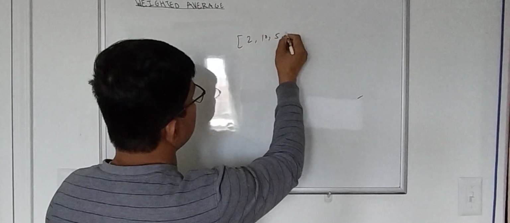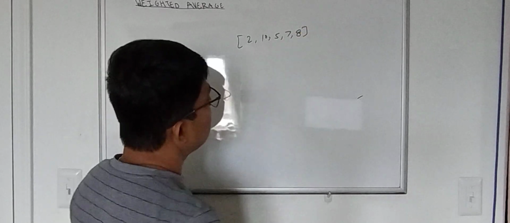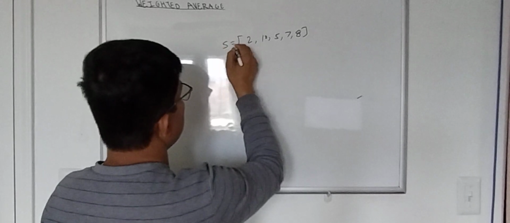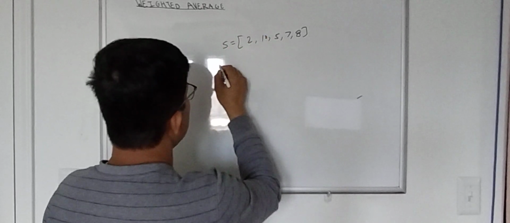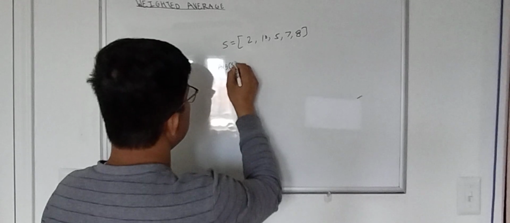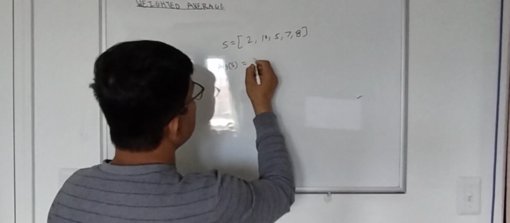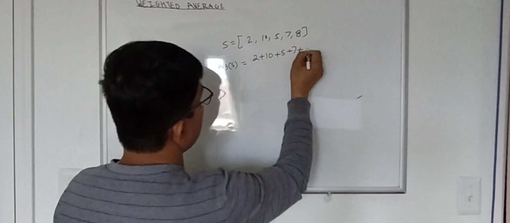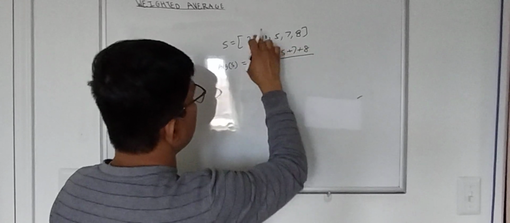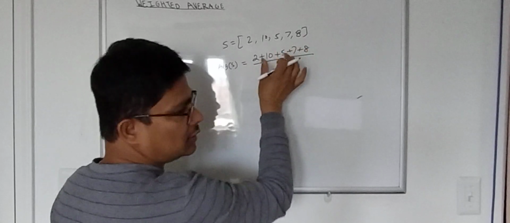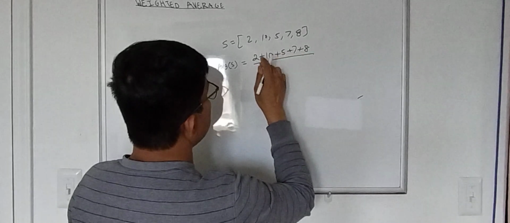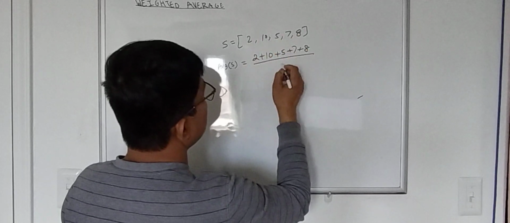So let's say these are the values 2, 10, 5, 7, 8, okay? And if you have to find the average, let's call it some set S. And if you have to find the average of this set S, then what you do, you take the sum of all the elements 5, 7 plus 8, and how many elements are there? Sum of the values of those elements and the total number of elements. So basically 1, 2, 3, 4, 5.